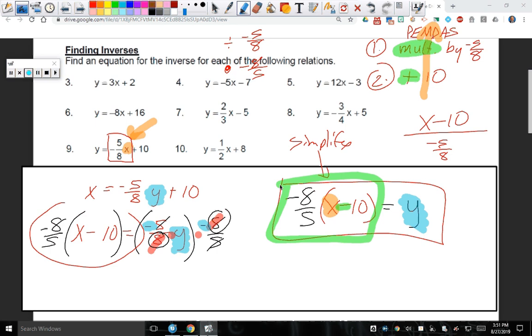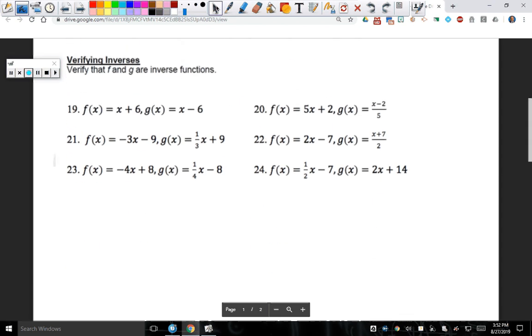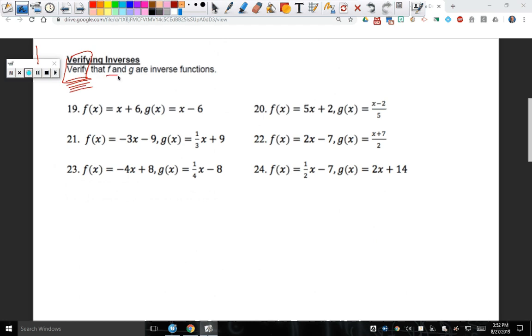Let's go to one more example of verifying inverses. This is for verifying if those two functions are inverses of one another. In other words, is this function f, the backward video would be g of x. Do you understand what I'm saying? Yes. All right, here we go.